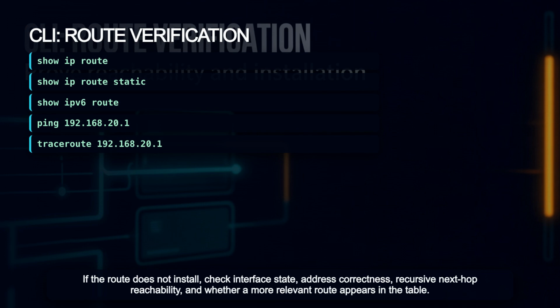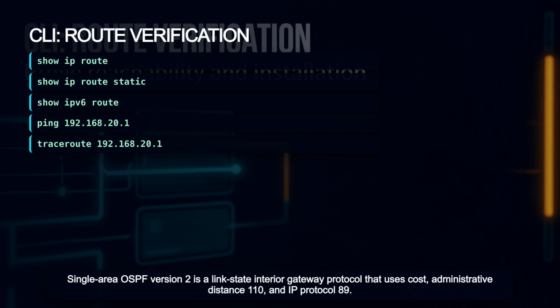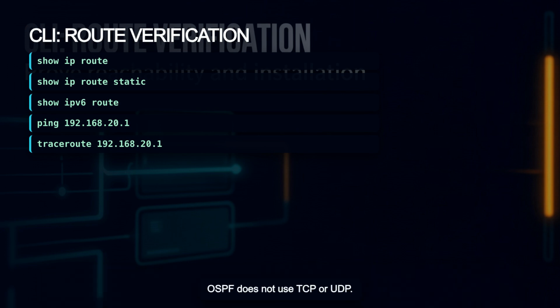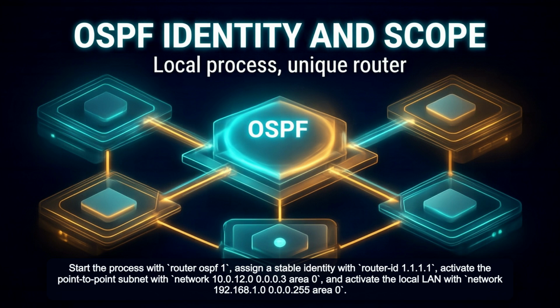Single Area OSPF version 2 is a link state interior gateway protocol that uses cost, administrative distance 110, and IP protocol 89. OSPF does not use TCP or UDP. Start the process with router ospf 1. Assign a stable identity with router-id 1.1.1.1. Activate the point-to-point subnet with network 10.0.12.0 0.0.0.3 area 0.